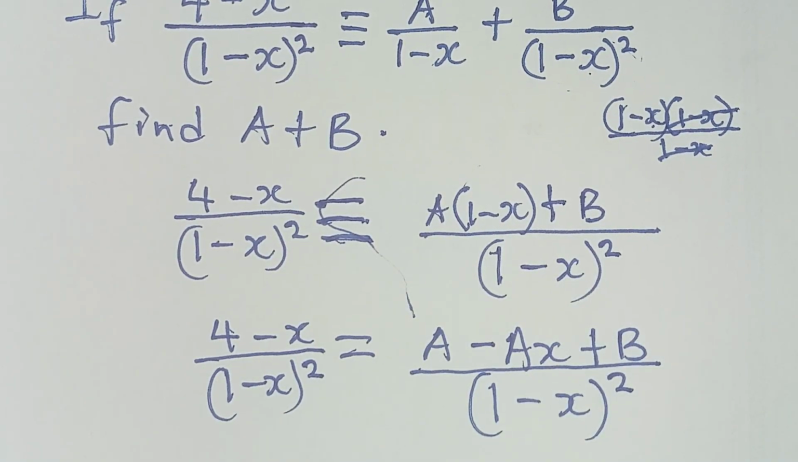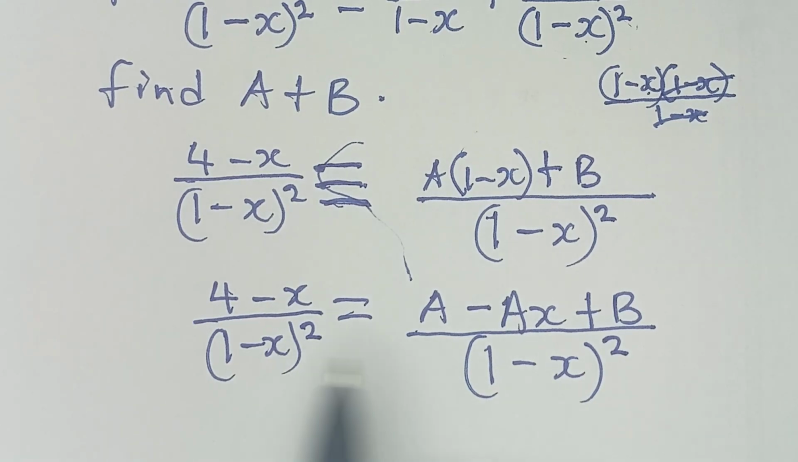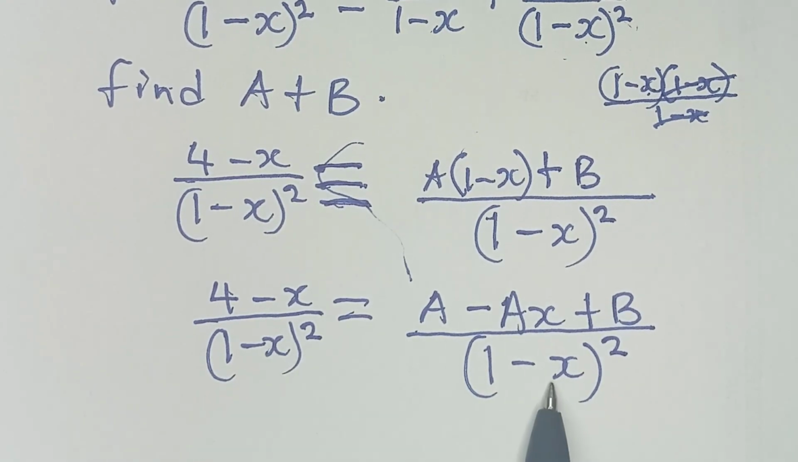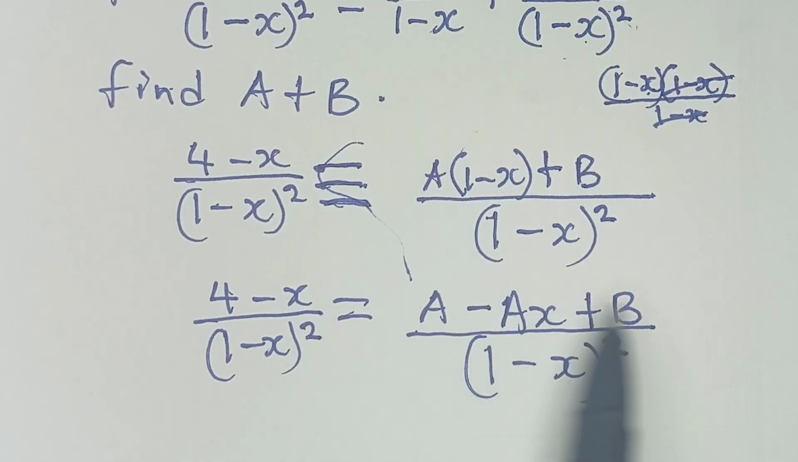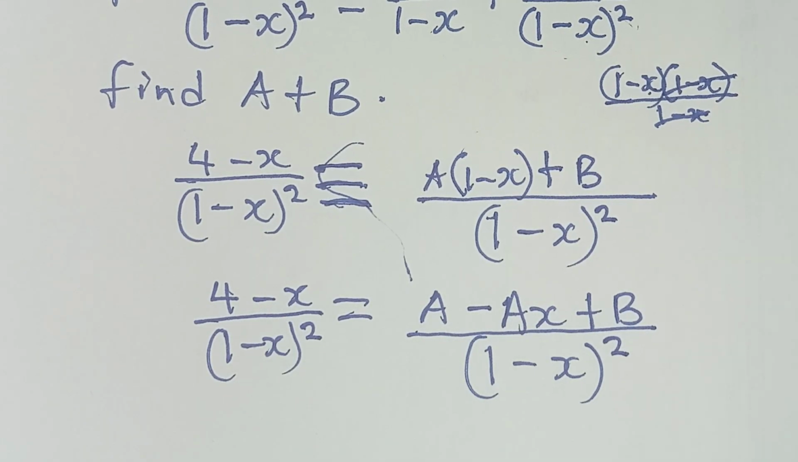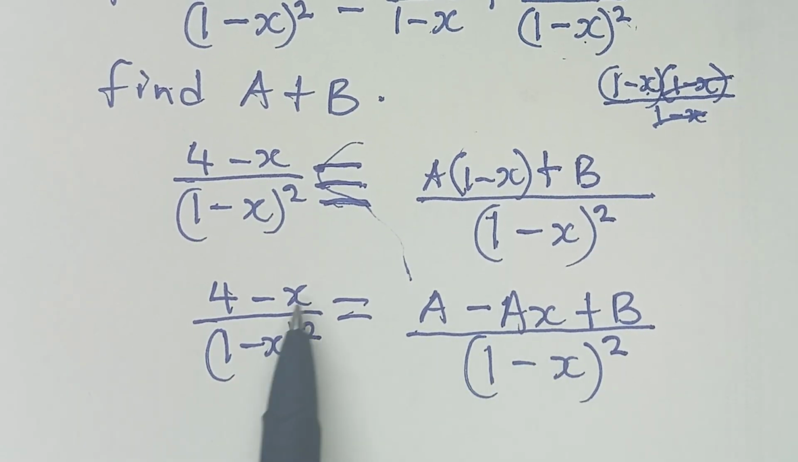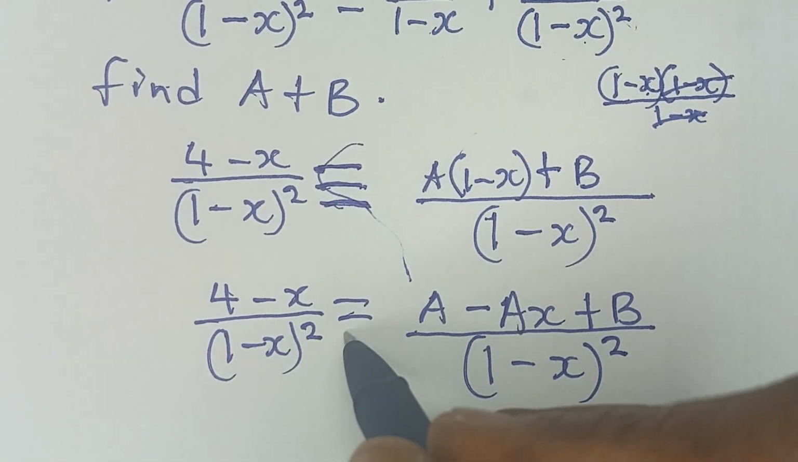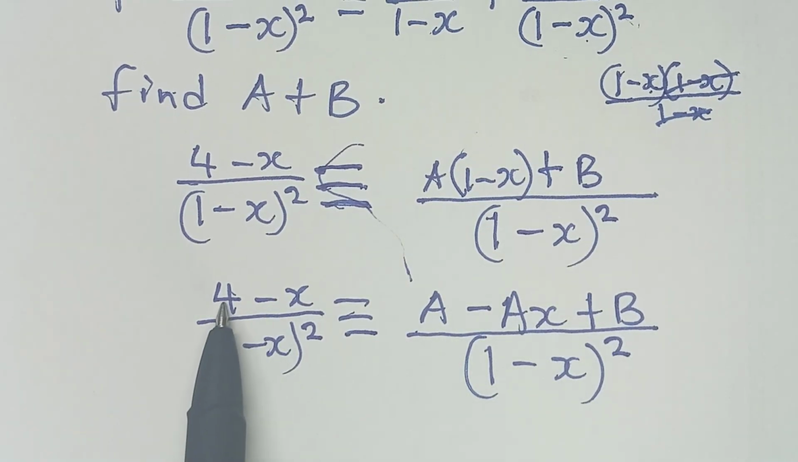Now, at this point, what we need to do is to look at the denominators. They are already the same, so we can ignore the denominator. And then what we need to do now is to compare the numerators. So now, if you check, this is negative x and this is negative ax. So the terms in x here, they are equivalent. So let me put this equivalent sign.